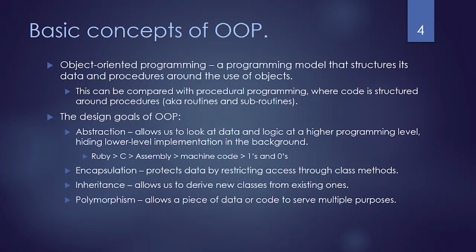And polymorphism is what allows a piece of data or code to serve multiple purposes. An example of that would be where we use the plus symbol to both add integers together to give us a total, and we use it to concatenate one string to another. So that plus symbol is doing double duty, and that specifically is called operator overloading.